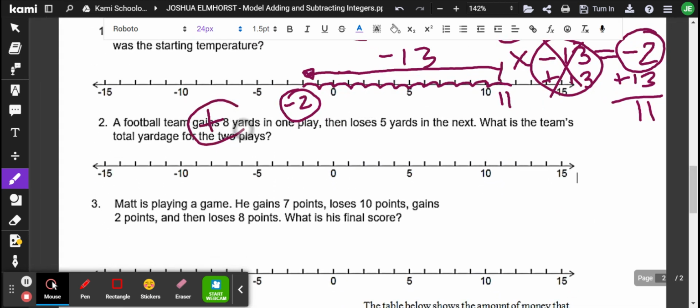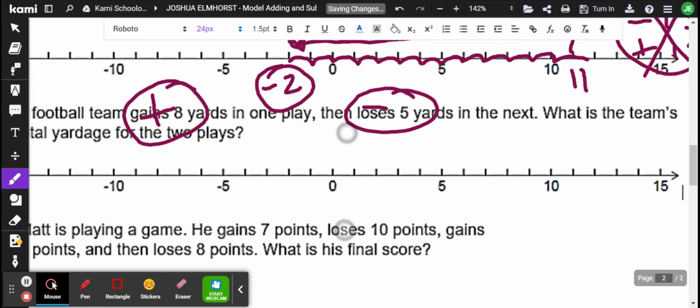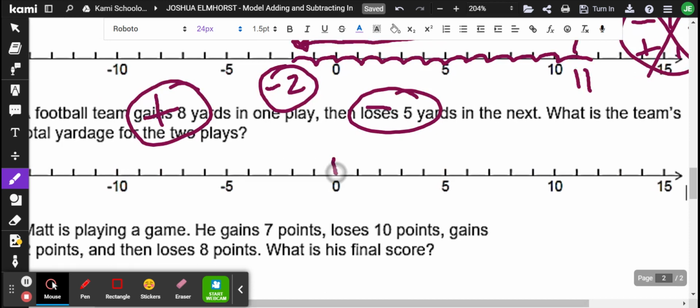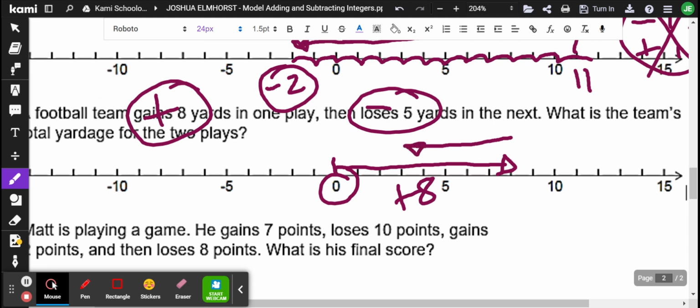Football team gained 8 yards in one play and then loses 5 yards on the next play. What's the total yardage for the two plays? All right, so gained 8 yards, positive 8 yards, and then we lose 5 yards. So this is literally saying first is 8, then minus 5, and then our stop is going to be at 3.